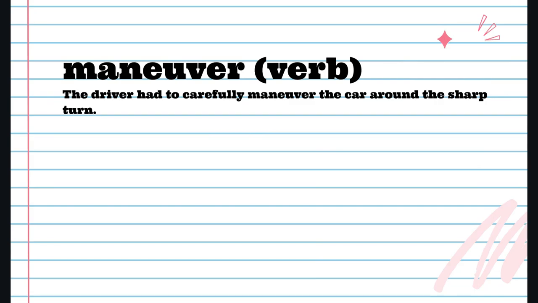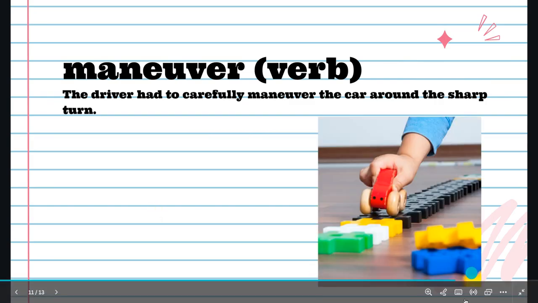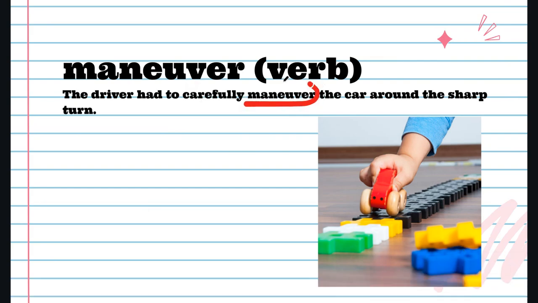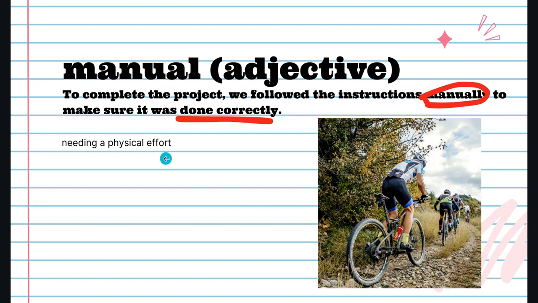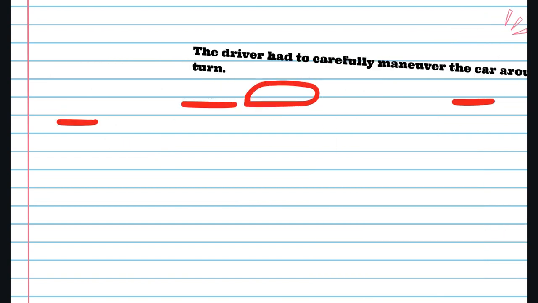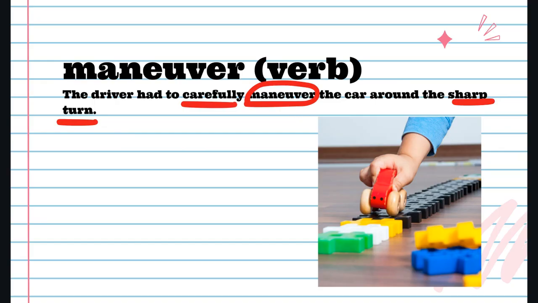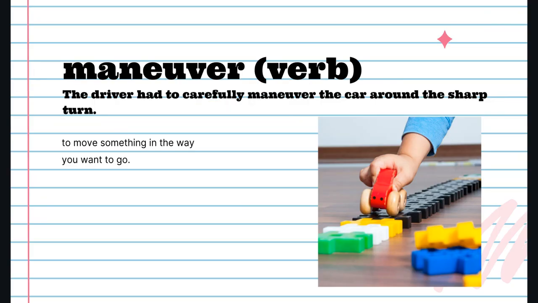Maneuver. The driver had to carefully maneuver the car around a sharp turn. So we are going to circle maneuver. And then I'm probably going to underline carefully. Sharp turn, maybe. And our class definition that we are going to use is to move something in the way you want to go.